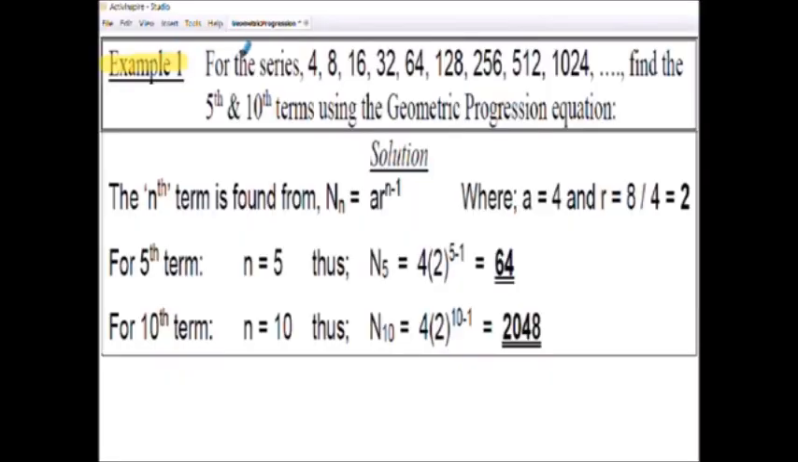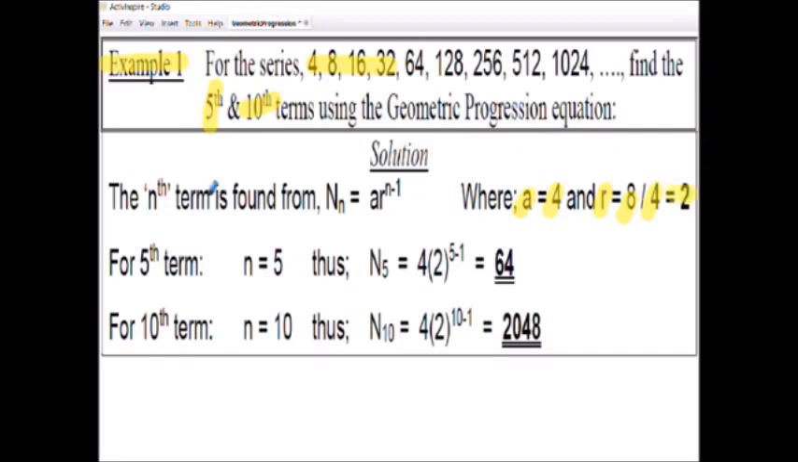Example 1 shows us how to apply the GP formula. We're given a series 4, 8, 16, 32, and we're asked to find the fifth term, which we can see is 64, and the 10th term, which will be 2048, looking at the series given. We're going to use the formula to derive these terms. Noting that a, the first term in the series, is 4, the common ratio is actually 2 from the series, but if you don't know what the common ratio is, it's always the second term divided by the first term, so 8 divided by 4 will give me 2 in this case.